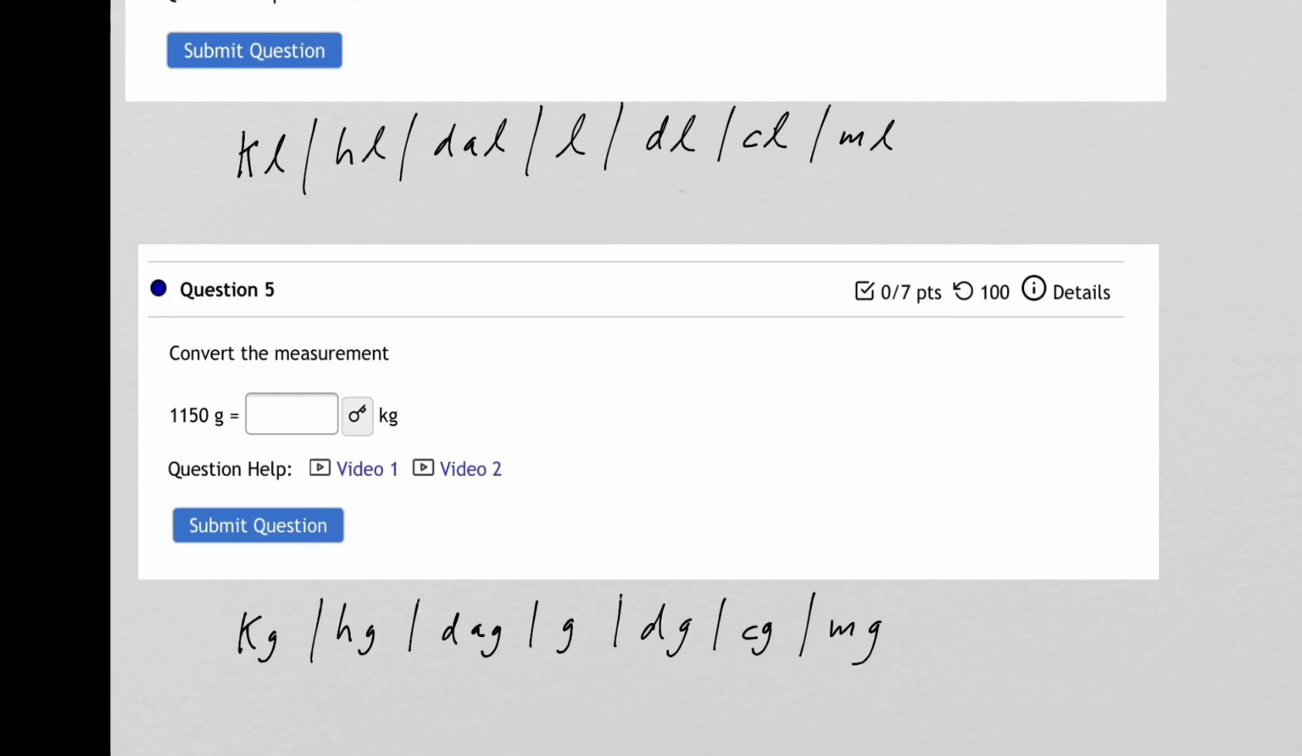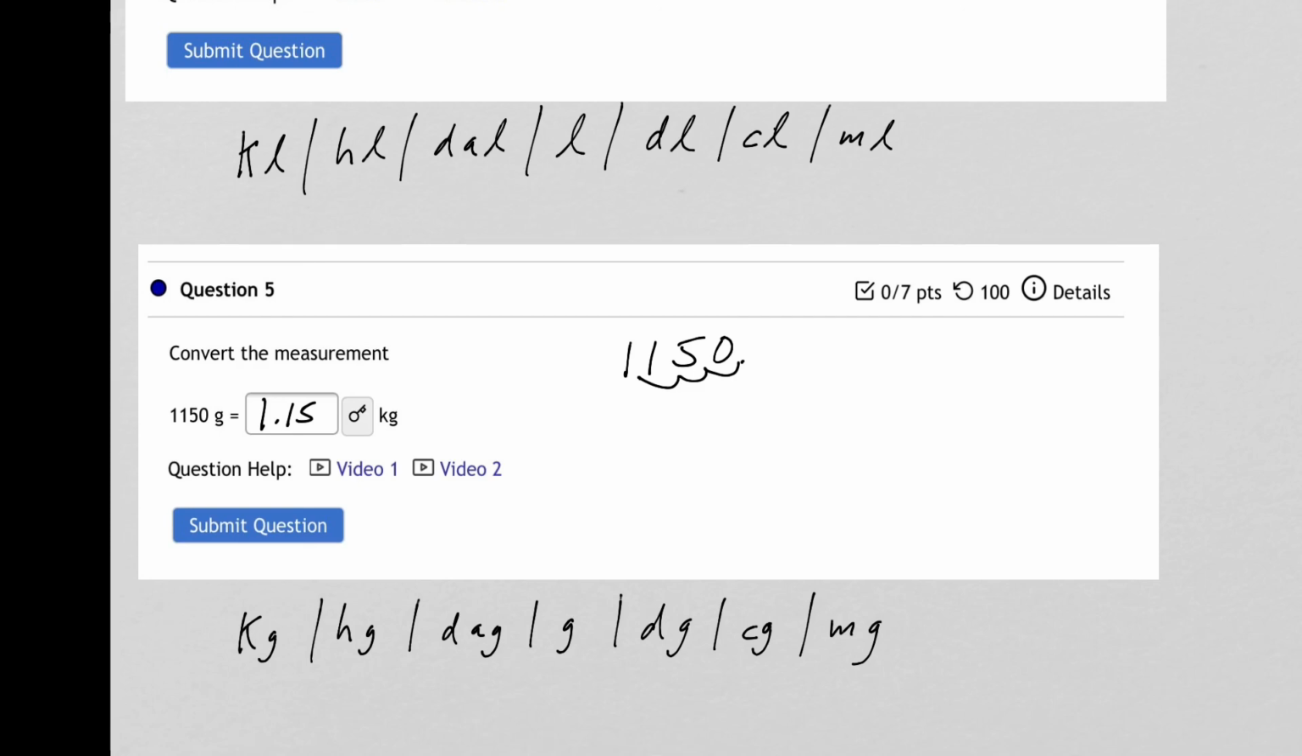I want to go from grams to kilograms, right? G grams, the base unit, to kilograms. So I start at grams. How do I get to kilograms? I need to go 1, 2, 3 places to the left. So if I start with 1150, I'm going to go 1, 2, 3 places to the left. So I guess it's going to be 1.150. You don't need to write the 0. 1.15 kilograms. That's my answer.